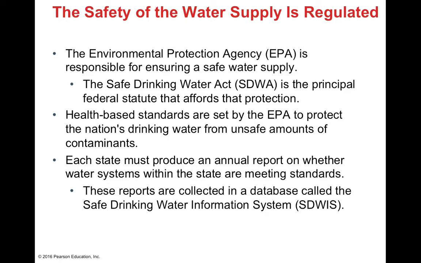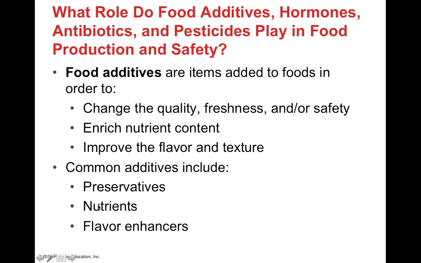So the states are going to have to produce an annual report on their water systems to state whether or not these water systems are meeting these national guidelines. These reports are collected in a database called the SDWIS, or the Safe Drinking Water Information System.